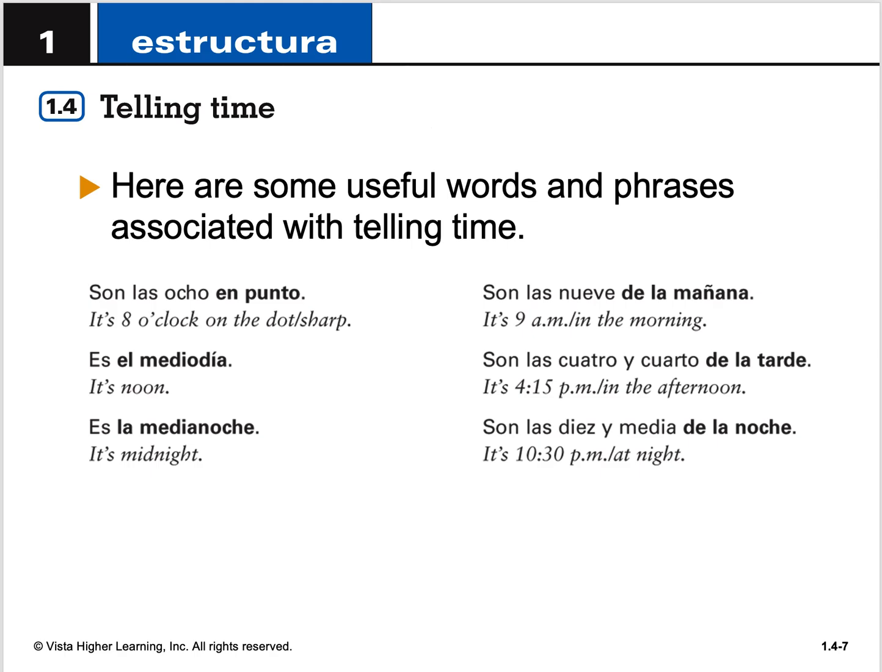So some useful words and phrases that are going to be associated with telling time would be "son las 8 en punto." It is 8 o'clock on the dot. That's a common English phrase, right? It's 2 o'clock on the dot. So when we say "en punto," that's on the dot.